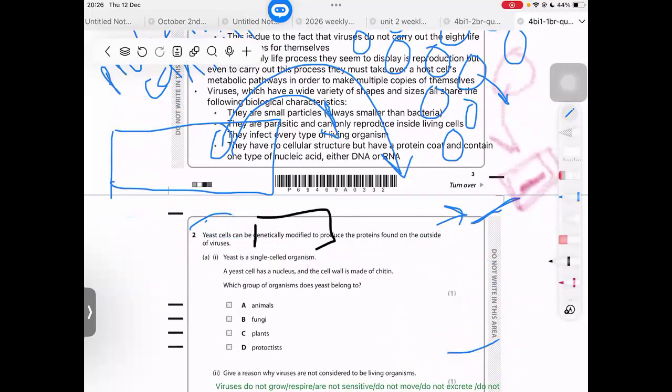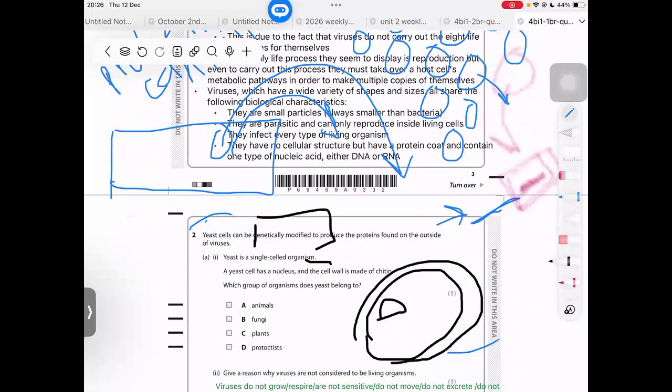So yeast is a single-celled organism, and yeast has a nucleus. It has a cell wall made up of chitin. Which group of organism does the yeast belong to? You know, if their cell wall is made up of chitin, they are not plants. And you know, animals don't have cell walls. And because they have a nucleus, they can't be protoctist as well. Therefore, they are going to be fungi, right?